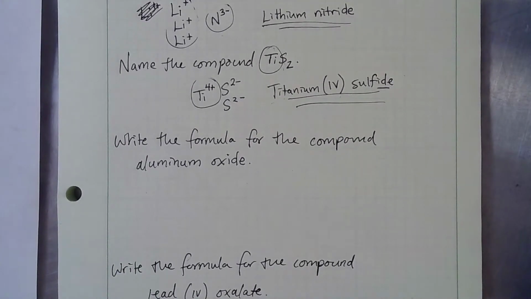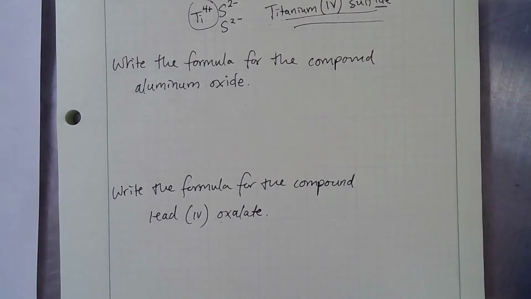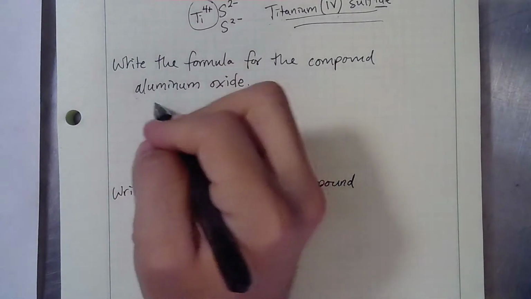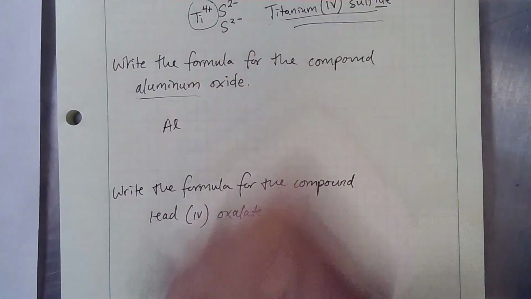Now we're going to be doing the flip side here, right? We've got names, but we need to come up with formulas. I like this a bit better. So we have aluminum and oxide. Well, aluminum must just be the element aluminum.